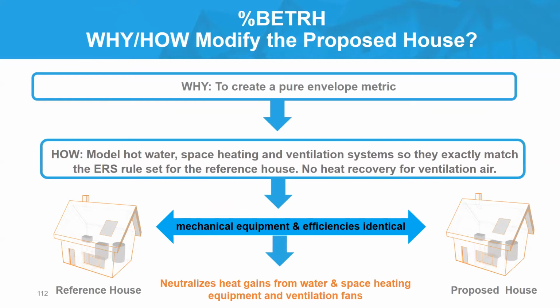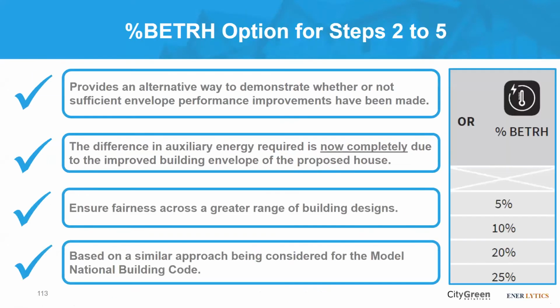So we have a scenario where there's a reference house and the proposed house where the mechanical equipment and efficiencies are identical. In this case, it neutralizes the heat gains from water and space heating equipment and ventilation fans. Again, as noted, my colleague Niels will be showing this in detail and explaining it in part 2 of this presentation. So the percentage better envelope option provides an alternate way to demonstrate whether or not sufficient envelope performance improvements have been made.